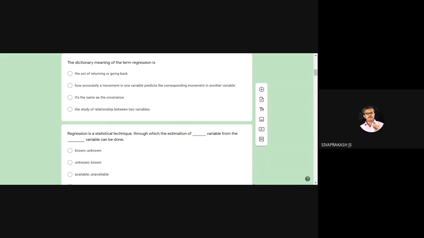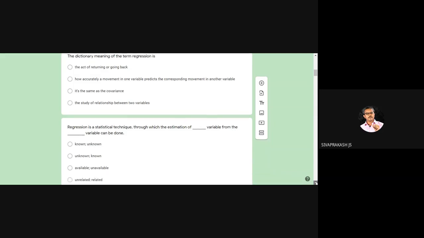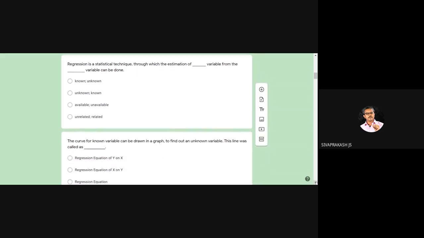Next, regression is a statistical technique through which the estimation of dash variable from the dash variable can be done. Regression meaning we have studied this, right? So it is from unknown to known variable. Unknown to known variable. Good.